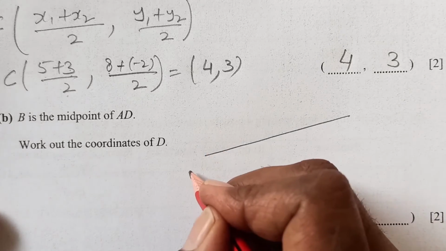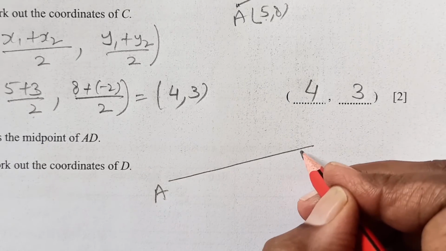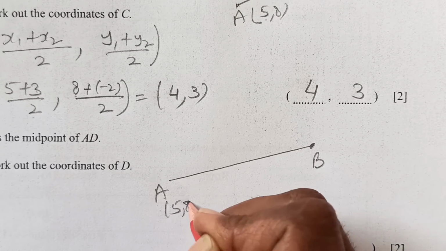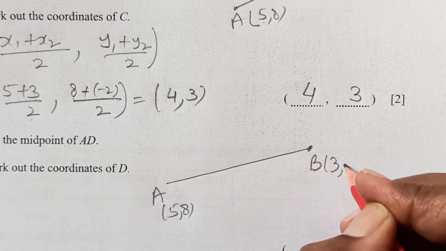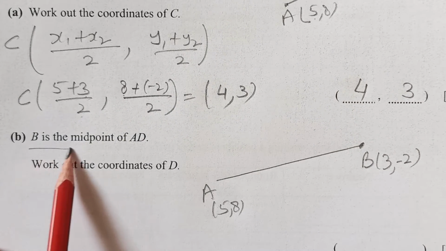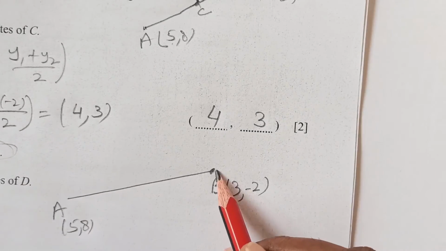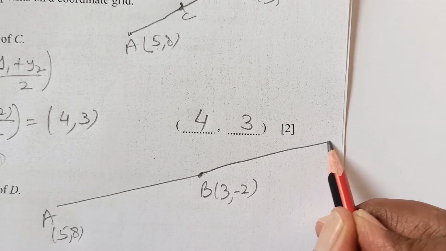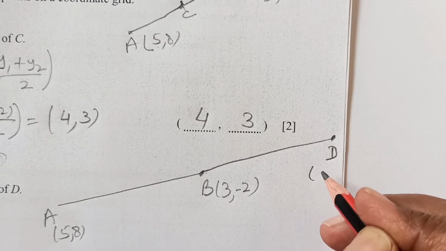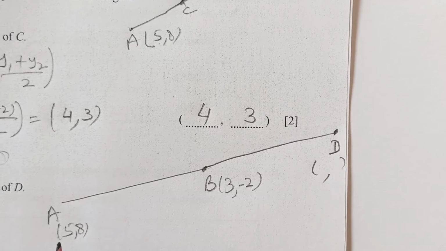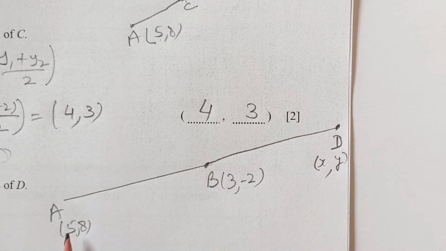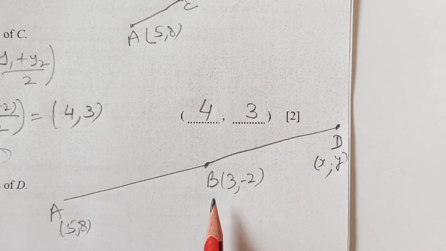Okay, so if this is our line AB, A has coordinates (5, 8) and B has coordinates (3, -2). Now see, this is a bit tricky. B is the midpoint of AD, so we have to extend this line. This is your point D now, and we are looking for this coordinate here. So let me write down these two coordinates as x and y. This plus this is equal to 3.